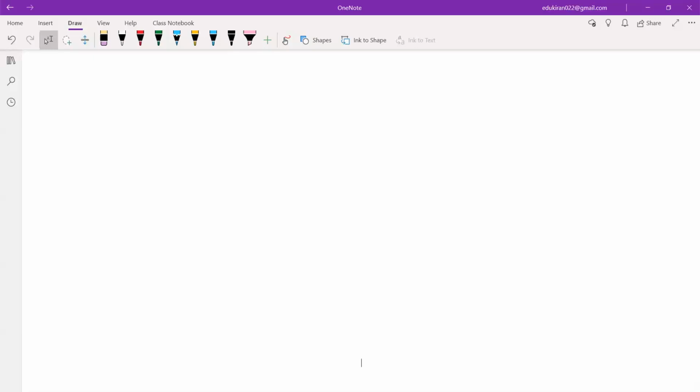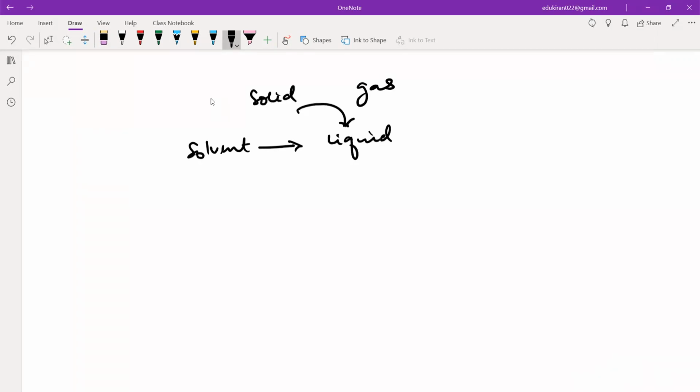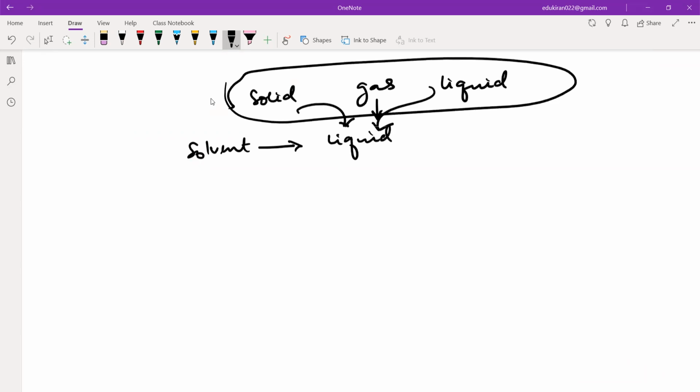Now let us look at the factors affecting solubility. Essentially, we will be learning about three types of solution. Please listen very carefully. Our solvent is always going to be a liquid. We'll study the different factors when I add a solid to liquid, a gas to liquid, and a liquid to liquid. These are the three solute types we will be studying, but the solvent is the same, that is liquid.